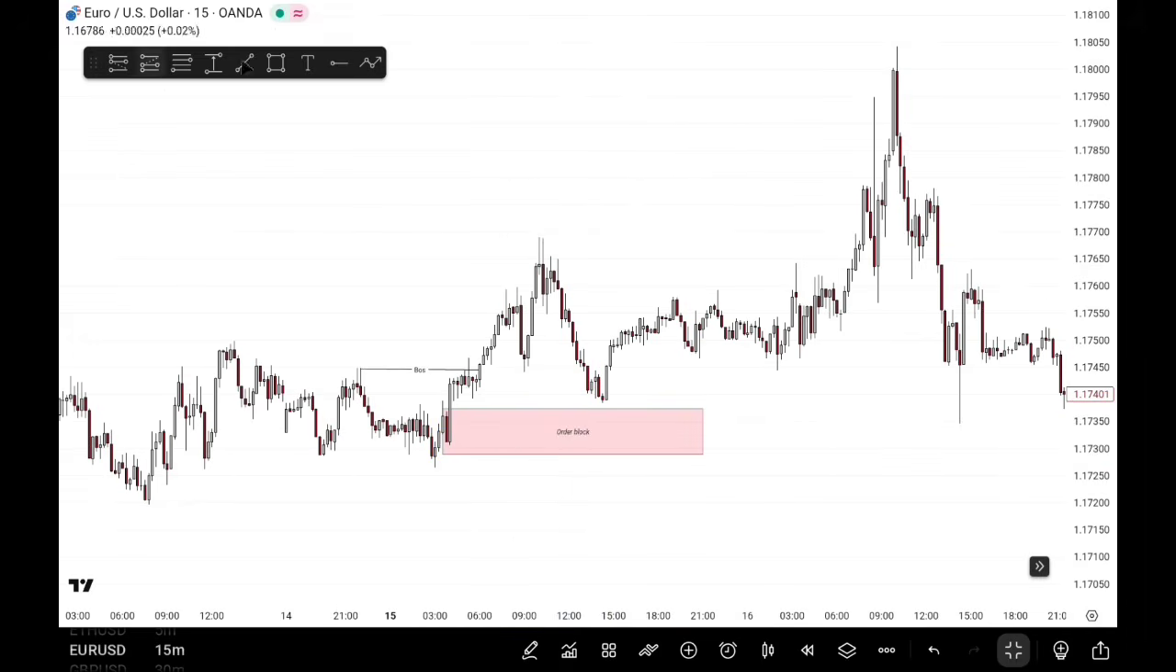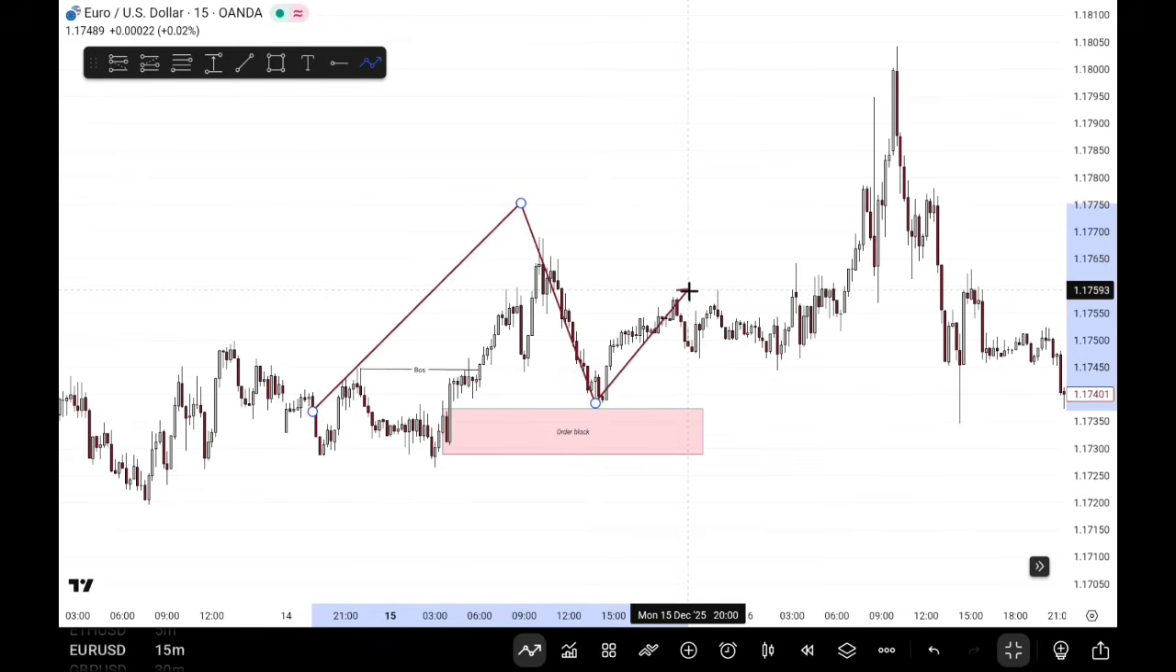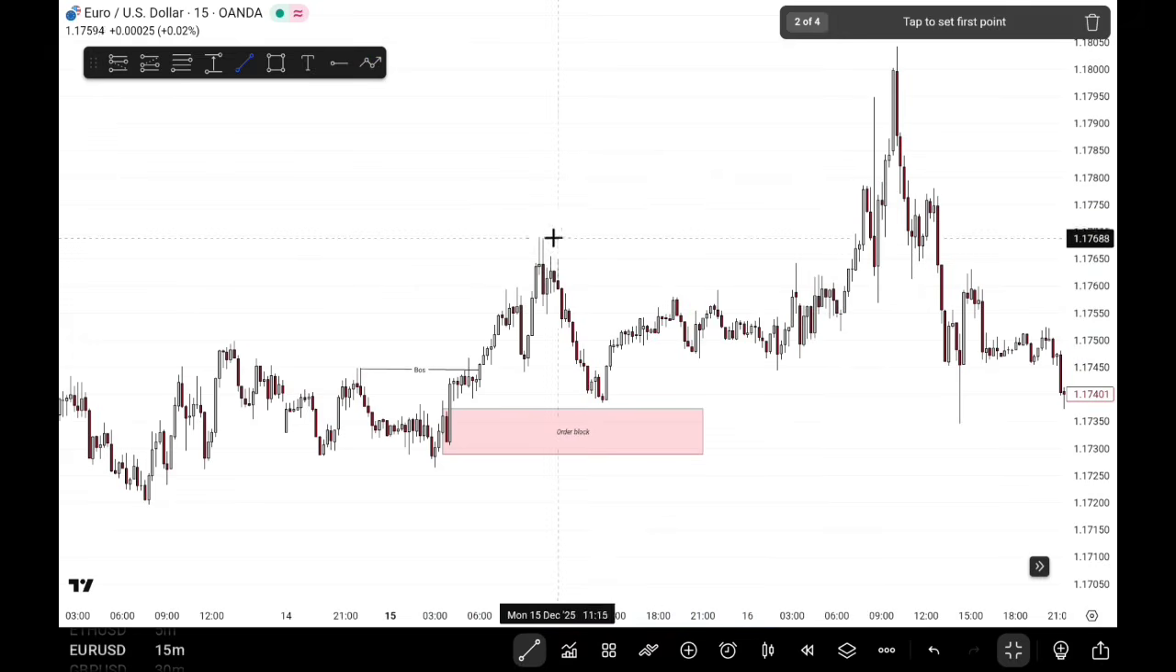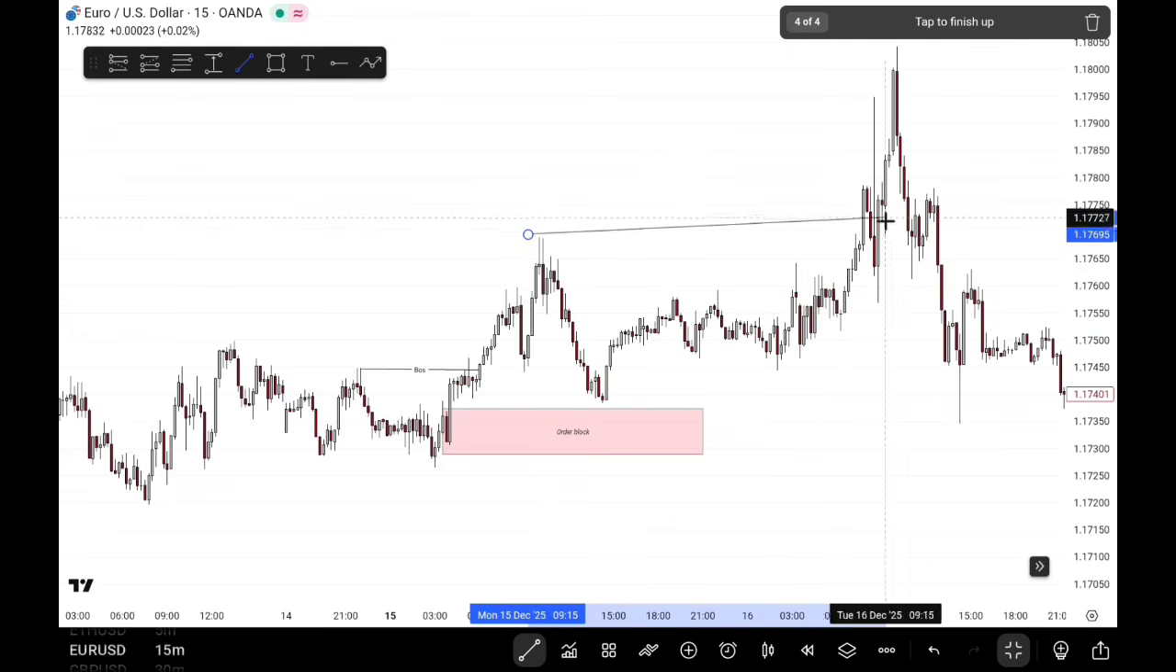So price reacted from the fair value gap at this point, and this shows a little bit of consolidation. Price took out liquidity before this move to the upside. So we have this move to the upside, and we have another break of structure to the upside.